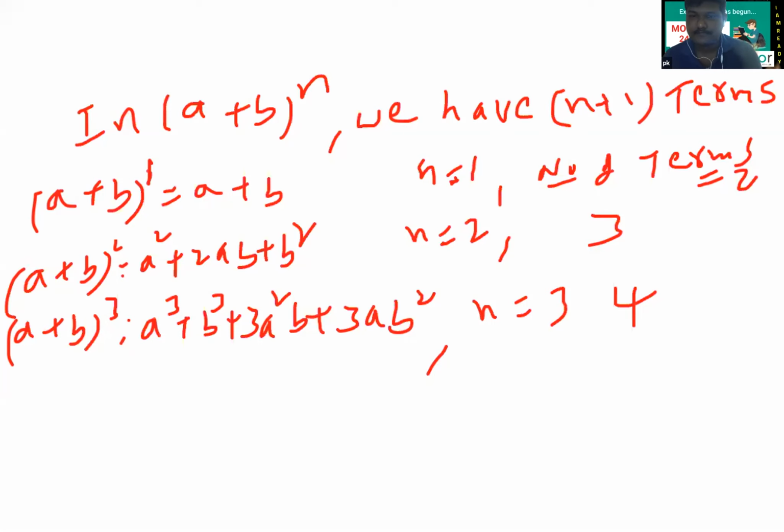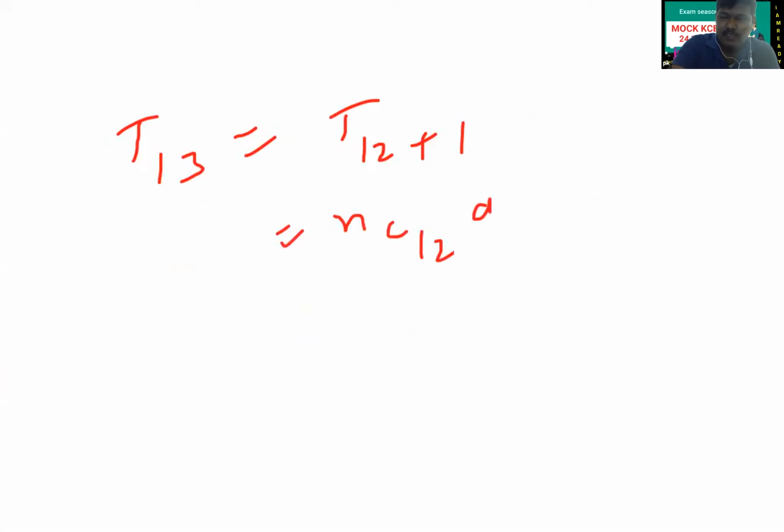Next one. Some still basics are what we need to discuss in this chapter. I said general term. Suppose T13 term we want. How to write T13? You can write T12 plus 1. NC12, A power n minus 12, B power 12.